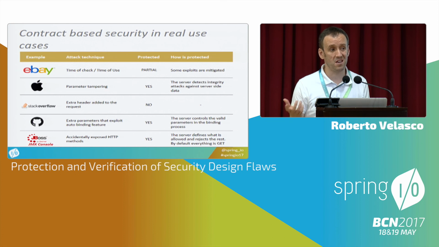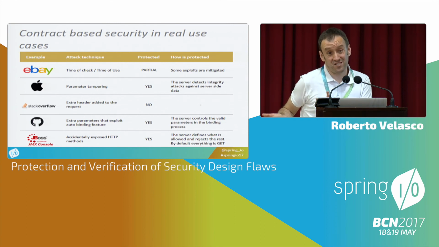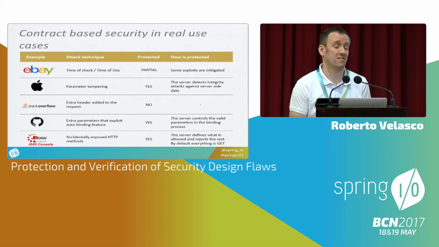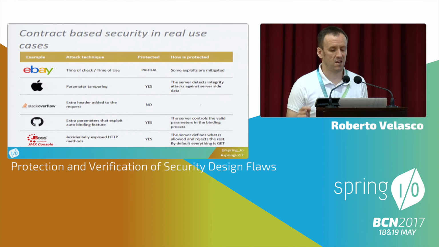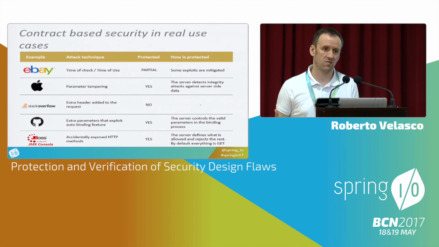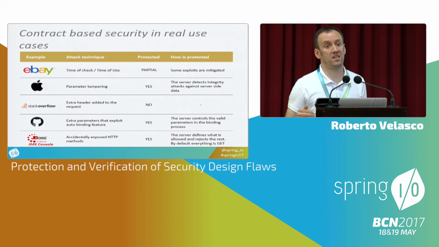In the Stack Overflow case, it's based on an extra header in the request. A header is something that the client can include, and we can consider the contract to be at the server side. So in that case, a contract-based approach doesn't work. In the other Stack Overflow case, it was a binding attack where the client sent an additional parameter. In that case, using a contract-based approach, we control which fields we are exposing to the client, so we will avoid the risk.